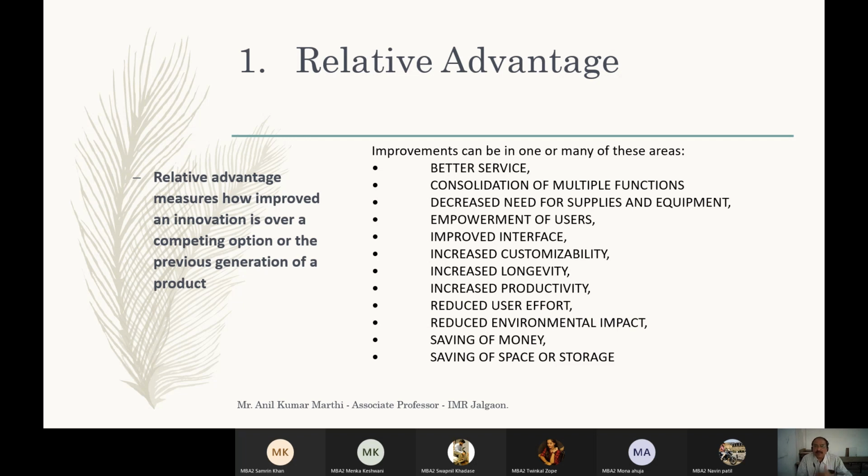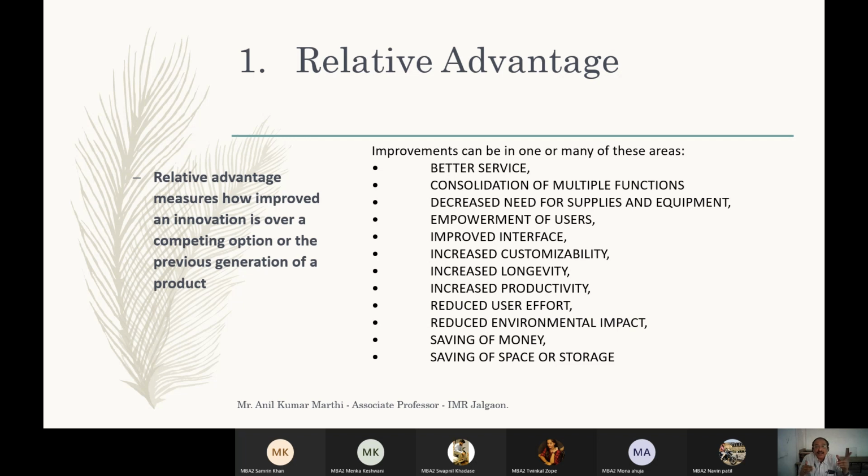So it may be depending upon the product, depending upon the service, or depending upon whatever domain you are talking about, the improvements can be in the form of these areas. What are they? It may be better service, consolidation of multiple functions, improved interface, increased productivity, reduced user effort, saving of space or storage. ये जो है हमारे considerations हैं.